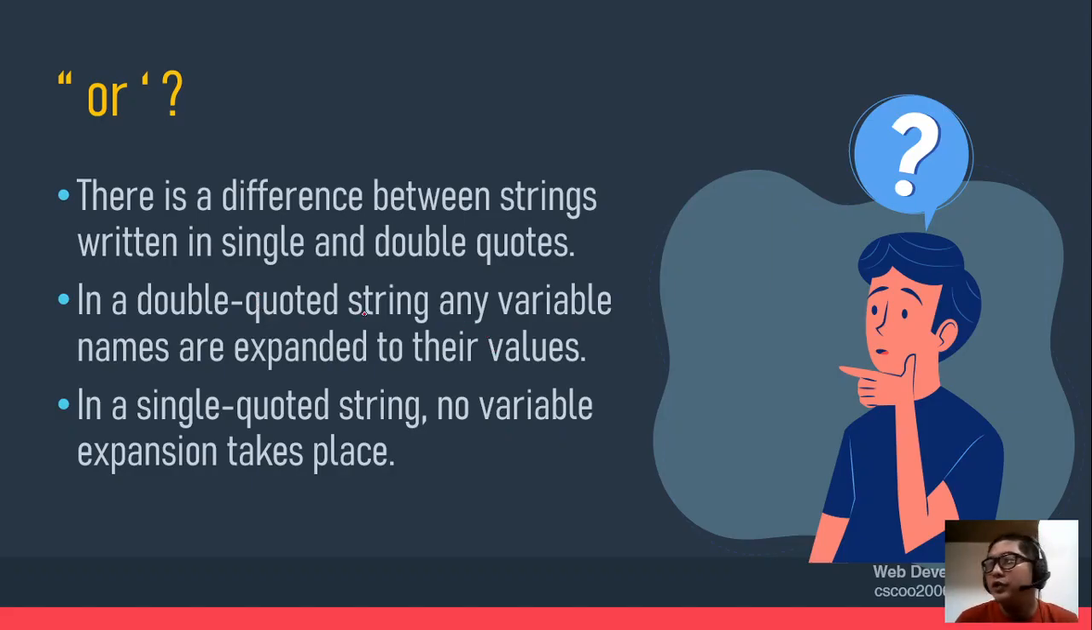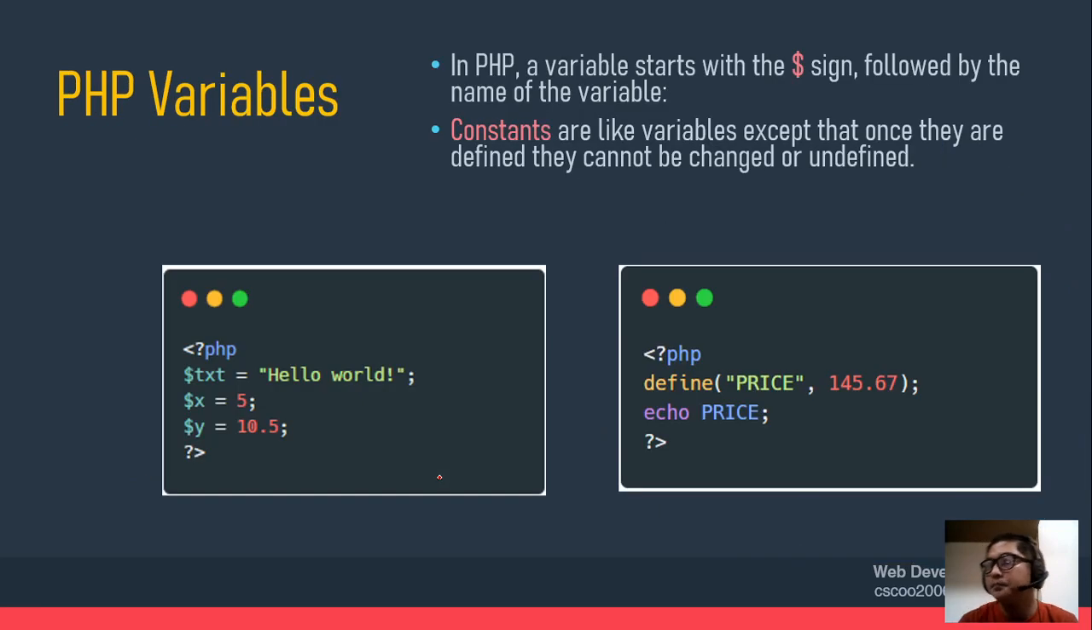Again, in a double quotation string, any variable names are expanded to their values, meaning it displays the value contained in the variable. While in a single quoted string, no value or no variable expansion takes place. Okay? So I guess it's clear.